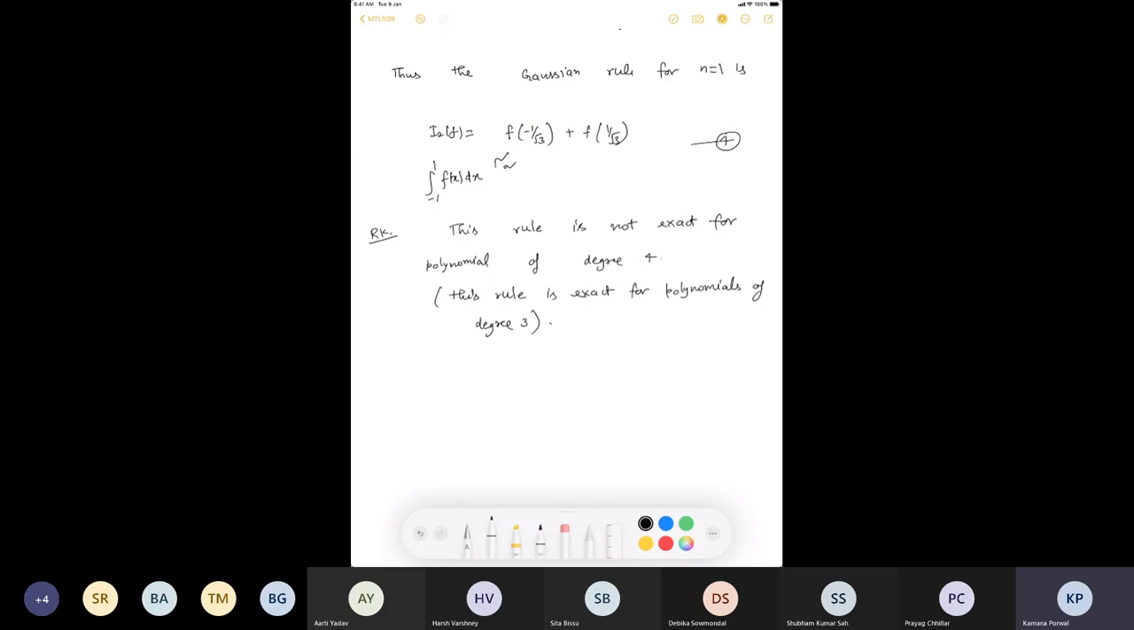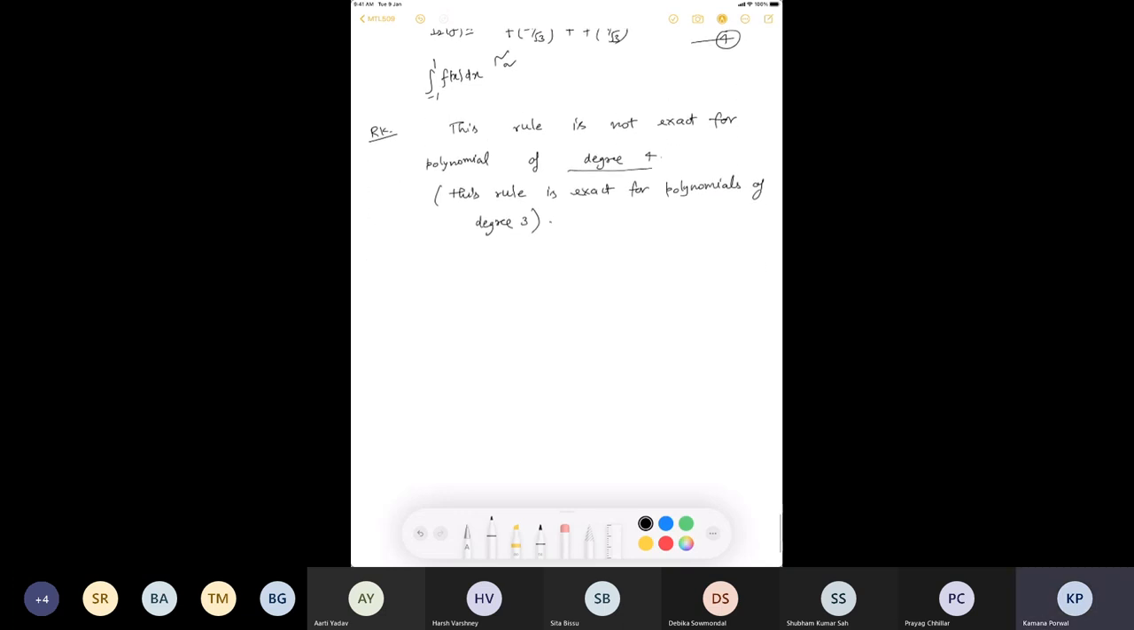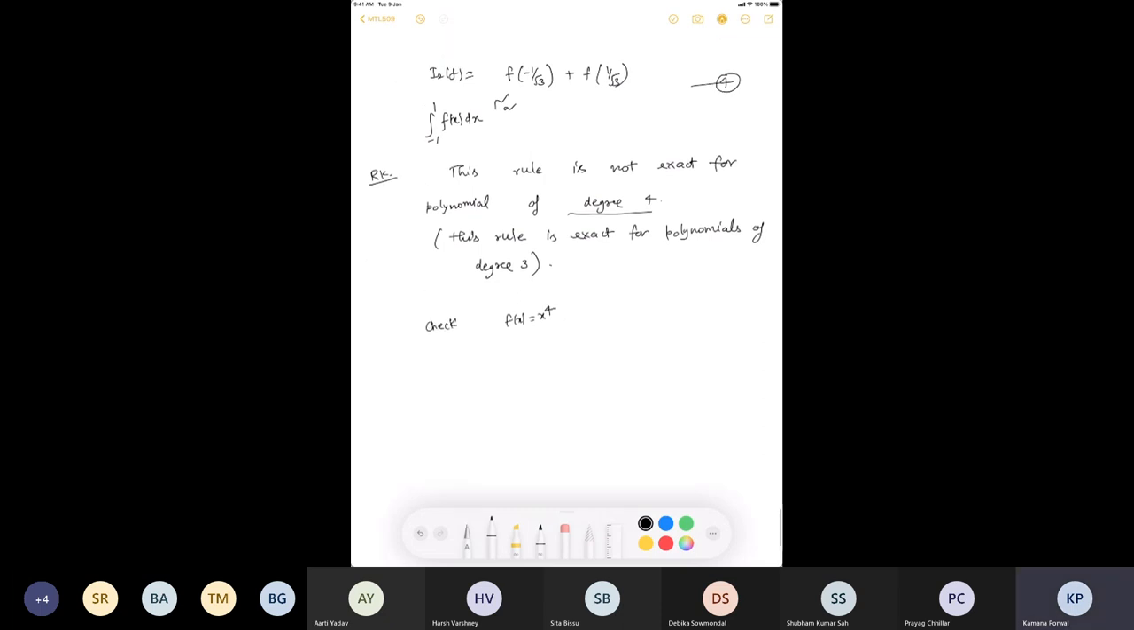And how will you check this? What you have to do to check that this is not exact for the polynomial of degree 4? Take f(x) equals x to the power 4. You can simply verify what happens for f(x) equal to x raised to power 4, and see whether the value you get upon using this rule, the Gaussian quadrature rule for the case n equal to 1, and its exact value over the interval minus 1 to 1, are the same. Check that both are not the same.